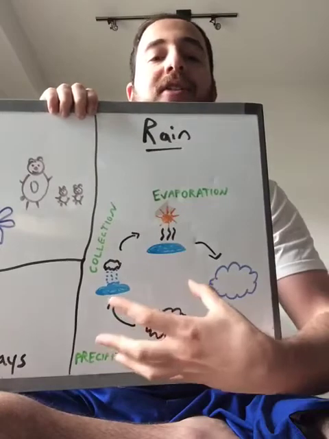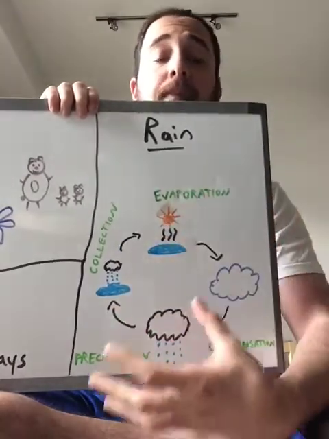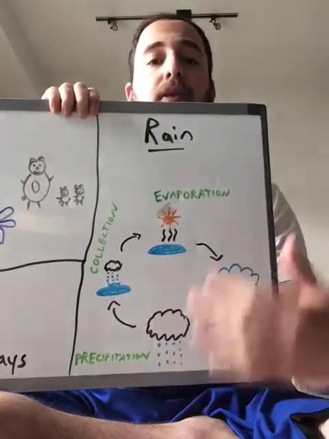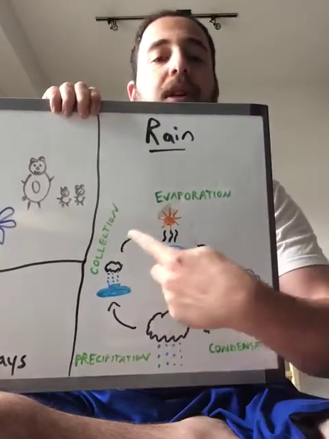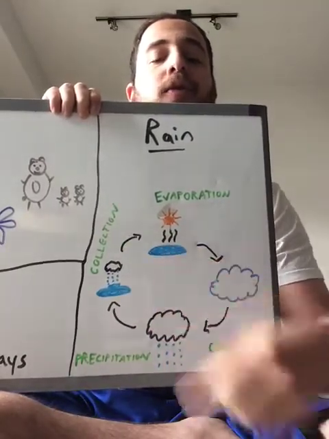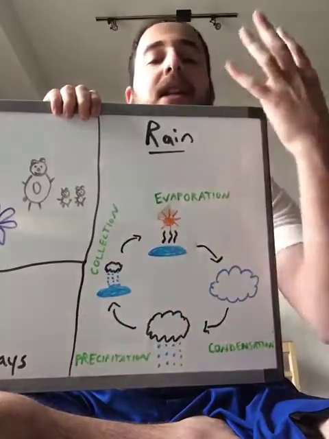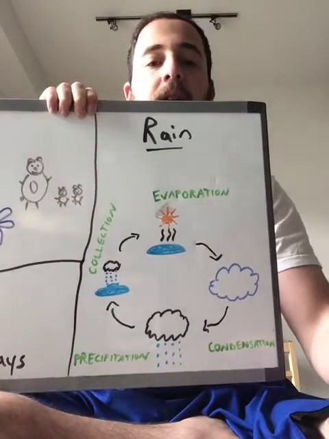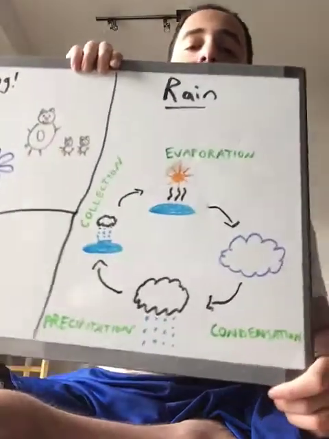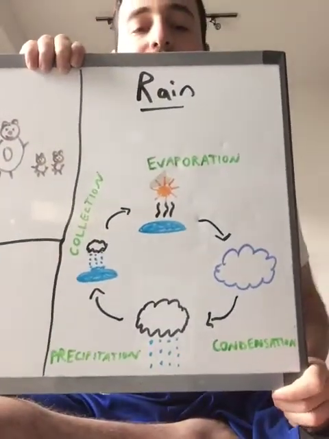So all that water is collected in bigger bodies of water and the ground, and that brings us back to the beginning, evaporation. All that extra water is evaporated into the sky. All right, so that is a little bit about our water cycle.